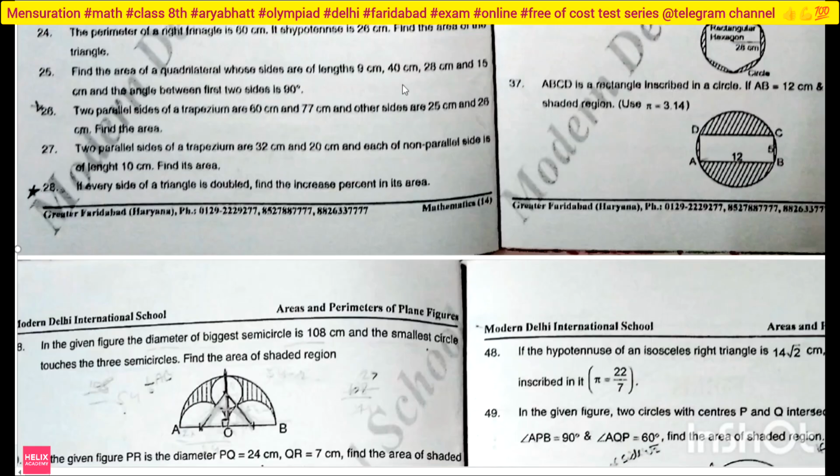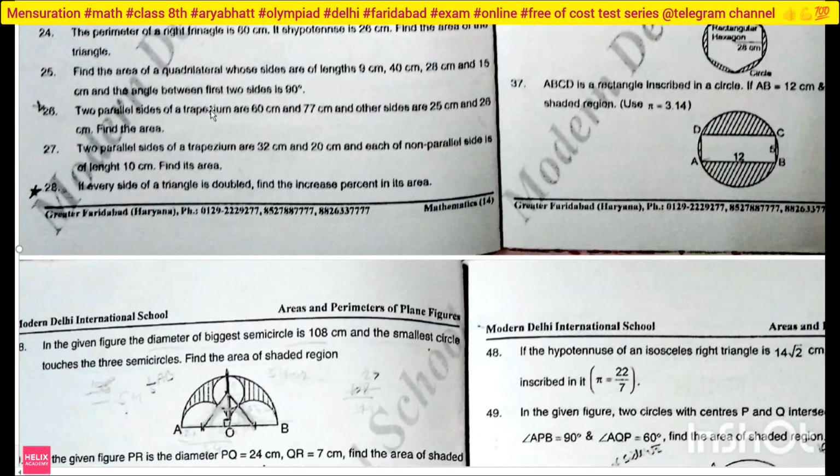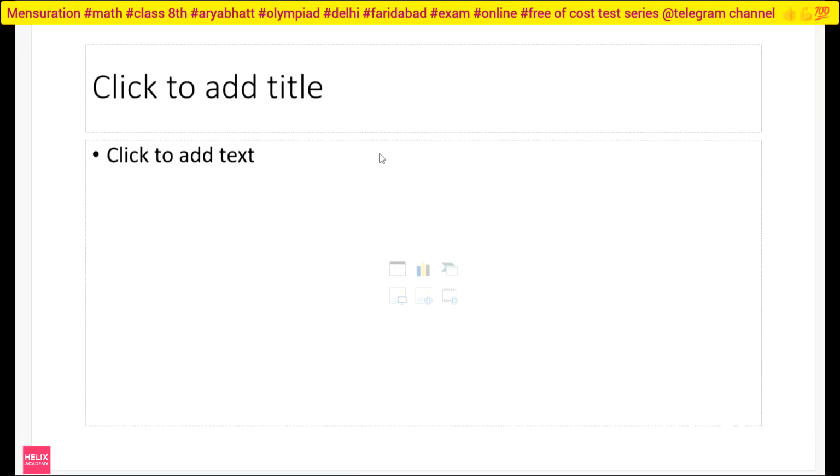Okay. See, in question number 25, they are asking to find the area of the quadrilateral whose sides have length 9, 40, 28 and 15 centimeter, and the angle between the two sides is 90 degree. Means they are saying that the quadrilateral is formed by a 90 degree angle triangle. Okay, I will say question number 25, right? I will say the quadrilateral is formed by two right angled triangles.